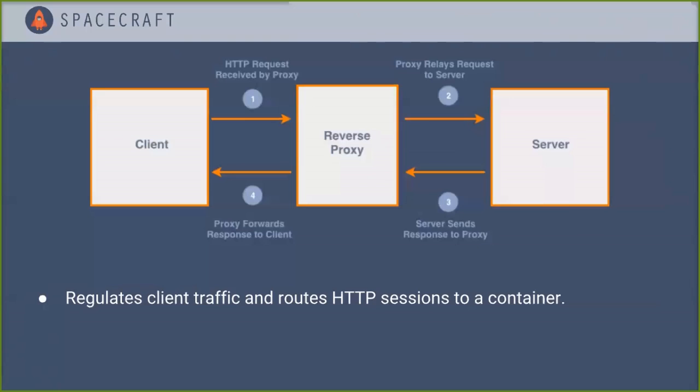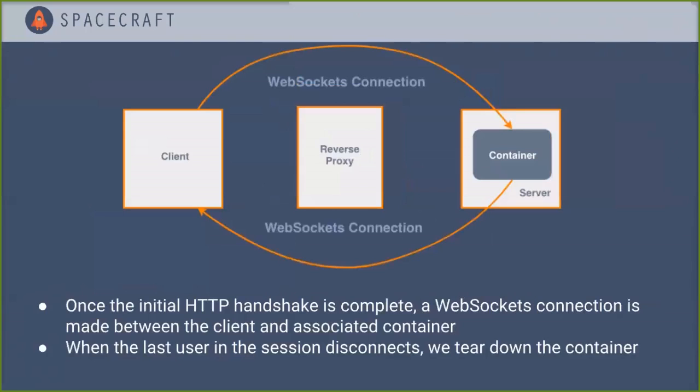So now they're connected, but they don't exactly know the exact IP address and port from the get-go, and they have that session ID as well to ensure privacy. And now, once that initial HTTP handshake is complete and the client is set up with their container, they're then connected through WebSockets, and they can then have that bidirectional communication, with either all the input being sent to the app or output being sent to all the clients. And the bonus with the WebSockets connection is that when the last user in a session disconnects, we can then tear down that container so we can free up some resources for other sessions.